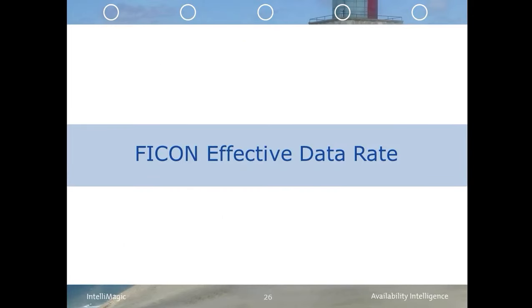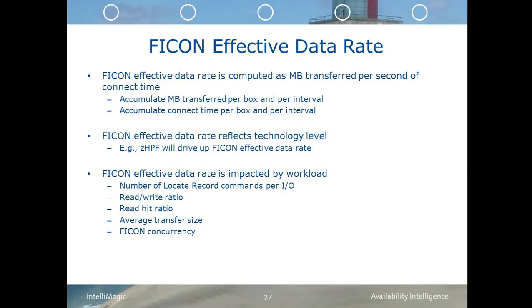One of the metrics that IntelliMagic has developed is FICON effective data rate. Let me explain how that works. To calculate the FICON effective data rate, we simply accumulate all of the data transferred on the storage system and divide it by the accumulated connect time. Generally, the FICON effective data rate will reflect the level of technology of the storage and channel subsystem. For example, 8 gigabit zHPF will tend to have substantially higher FICON effective data rate than 4 gigabit FICON.